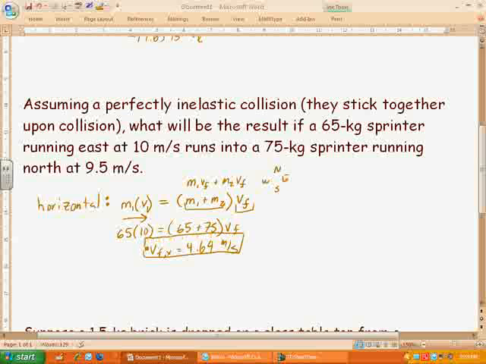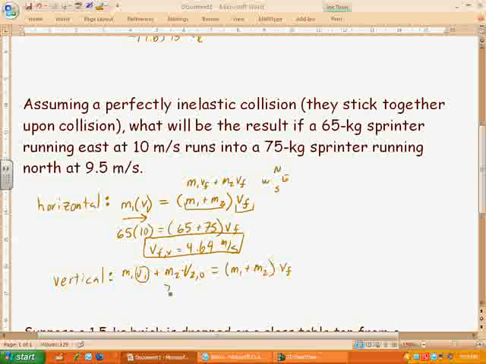We can do the same thing vertically, right? Vertically, the first runner is going directly horizontal, so he won't have any vertical, right? You could write it as m1 v1, but the initial velocity vertically for him will be 0, plus the mass of the second guy times his velocity initially. And again, when they collide, they're going to be together. So the mass of the first guy plus the mass of the second guy times their final velocity vertically, right?